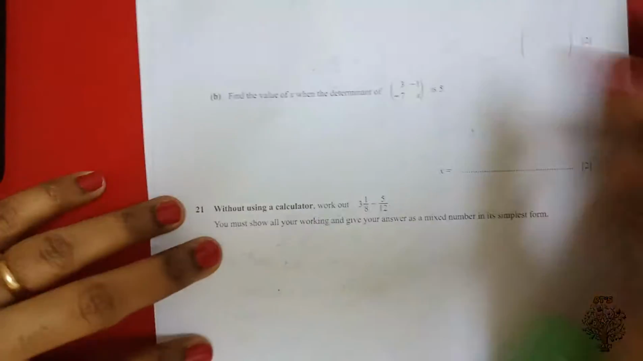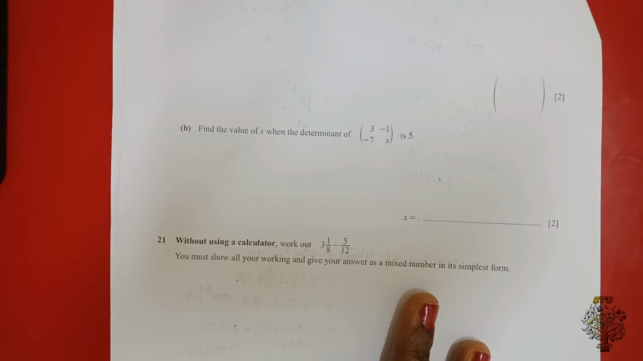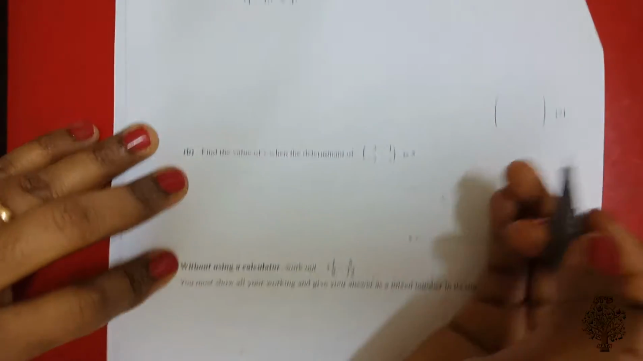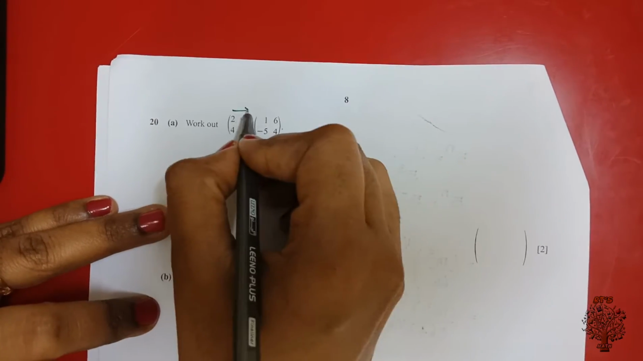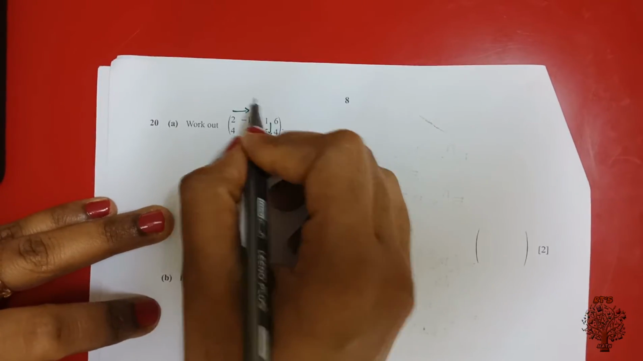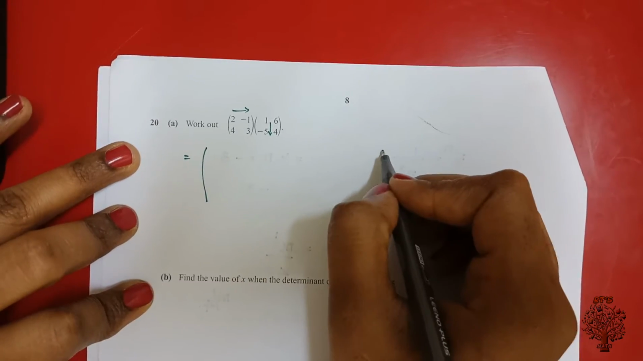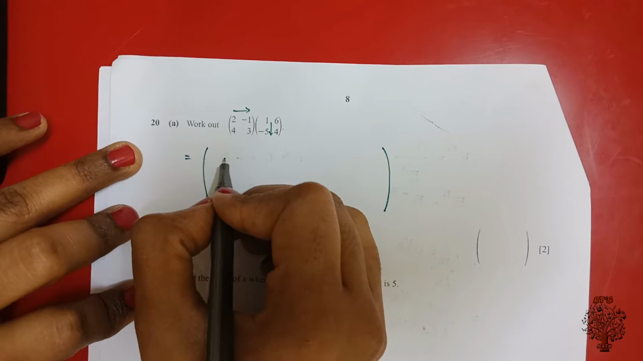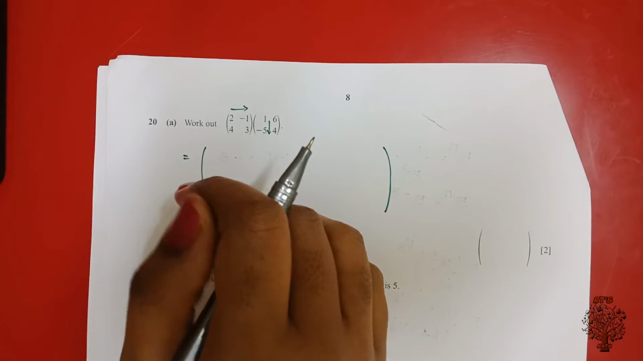Next. Work out. You are going to find the product of these two matrices. Okay, we can go for this. I'll tell you how to do this. You can go with row by column multiplication. We can take the result in terms of a big bracket, 2 multiplied with 1. So you can use your calculator, or you can do it manually.